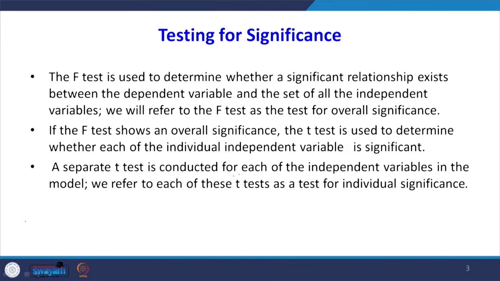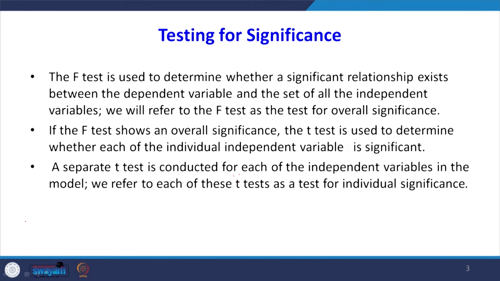The F-test is used to determine whether a significant relationship exists between the dependent variable and the set of independent variables. We will refer to the F-test as the test of overall significance. I will show you where this F-test appears in our Python output.